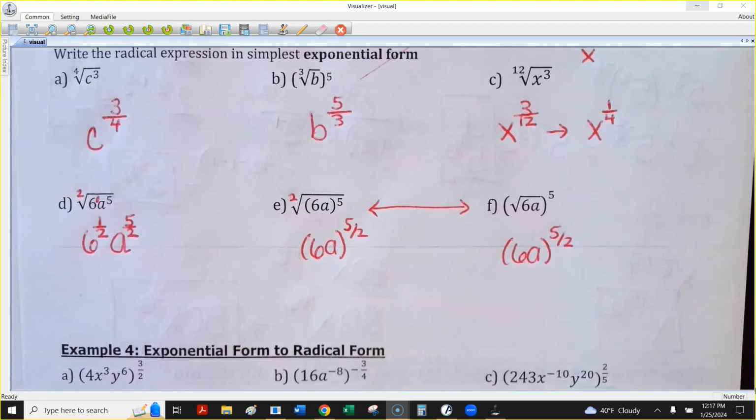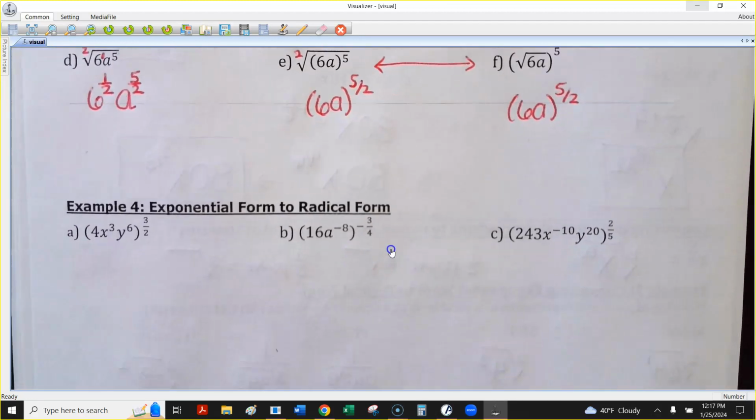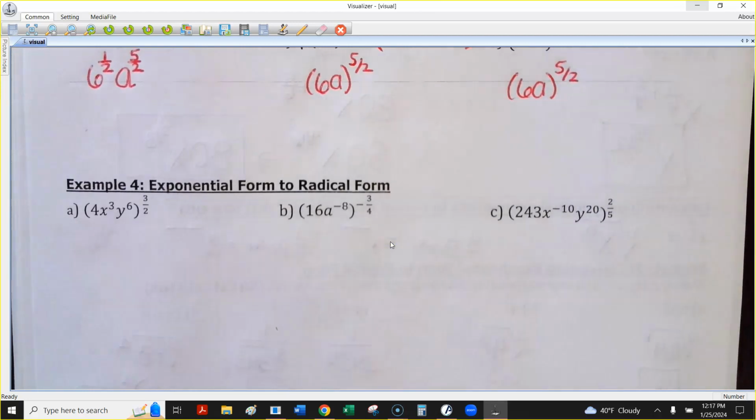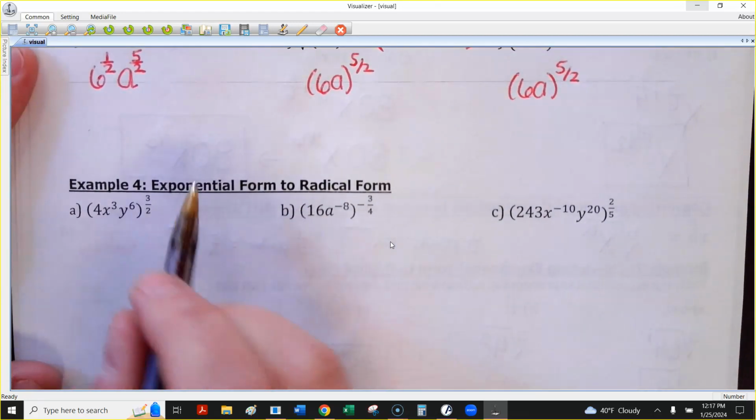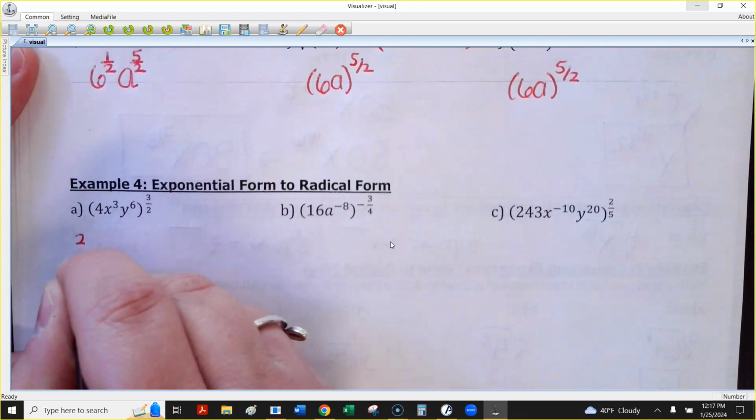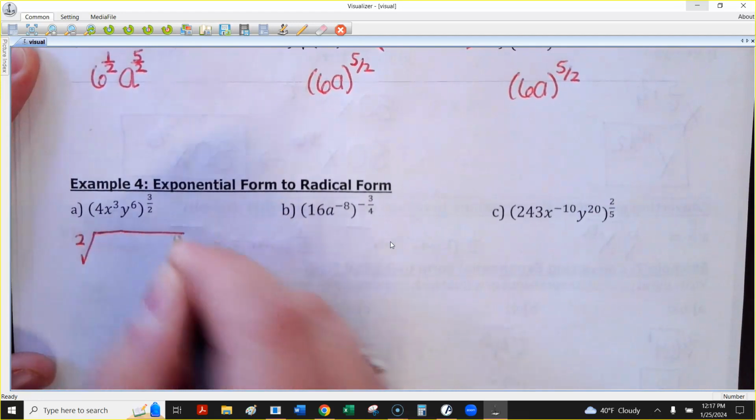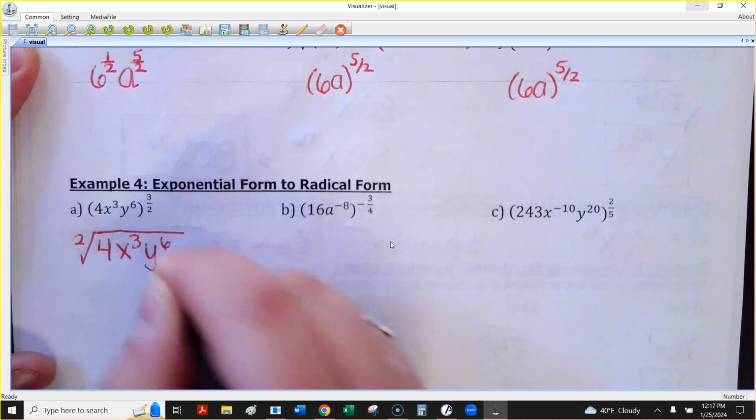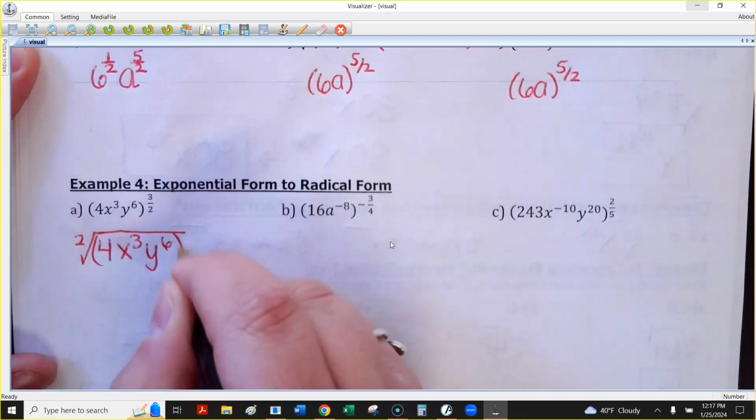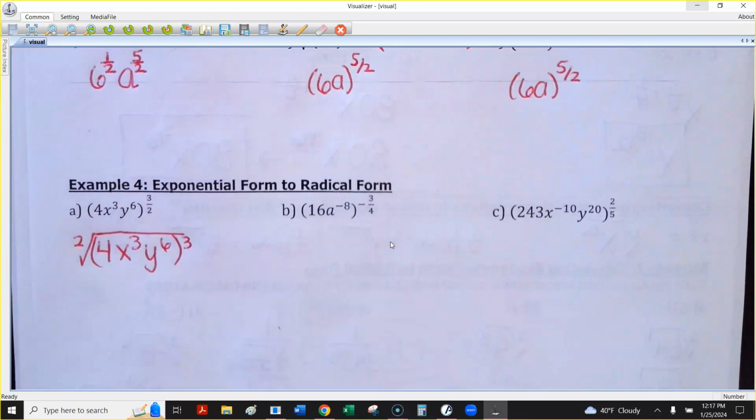All right, now my very last example, I'm just going to combine numbers and variables here. With the numbers, I'm going to do the whole bottom out thing that we did before. So here, this is going to be a square root, and then we're going to have 4x to the 3rd, y to the 6th, and then all that would be to the 3rd power.